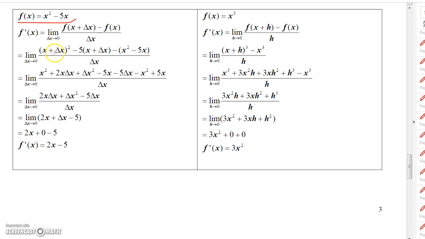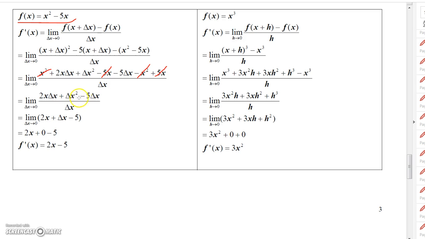Now, if you square this, you're going to get x squared plus 2x delta x plus delta x squared. You distribute the minus 5, you're going to get minus 5x minus 5 delta x. If you distribute the minus 1, and this is where you have to be careful, make sure you distribute, you're going to get minus x squared plus 5x. Well, always on these polynomials, there are going to be terms that cancel. So minus 5x plus 5x cancels, and x squared minus x squared cancels. Okay, so now you have 2x delta x plus delta x quantity squared minus 5 delta x.